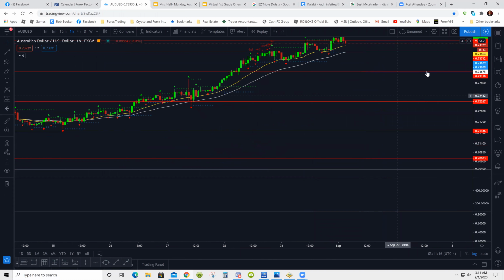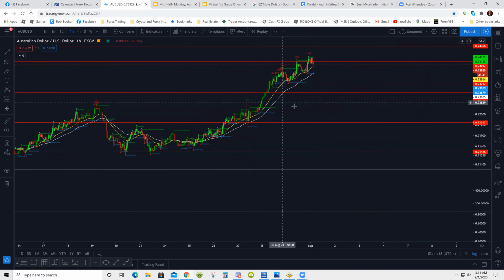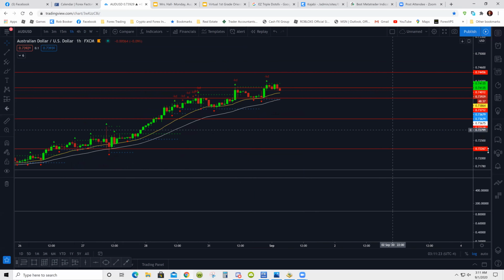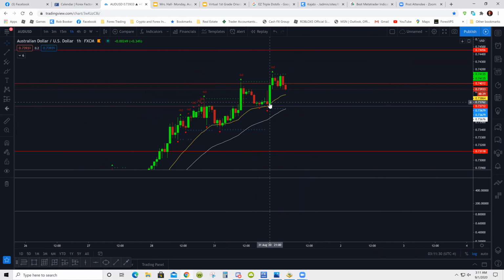We're late to the party. We missed the big boys' move coming out of the range. So when they came out of this range here, we missed that move. When they came out of this range here, we missed that move.